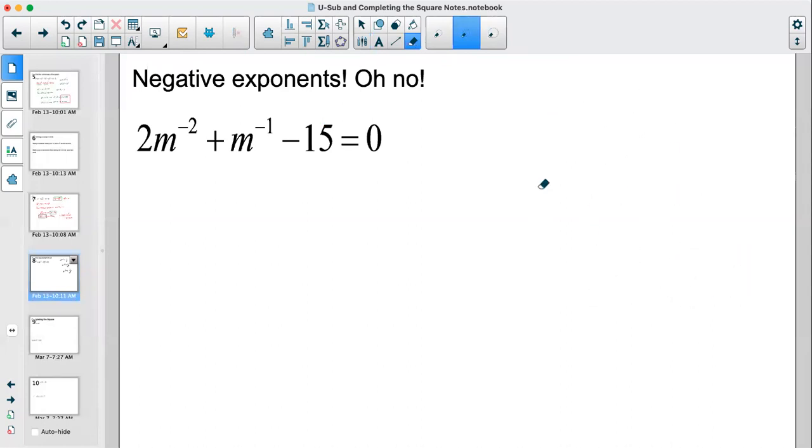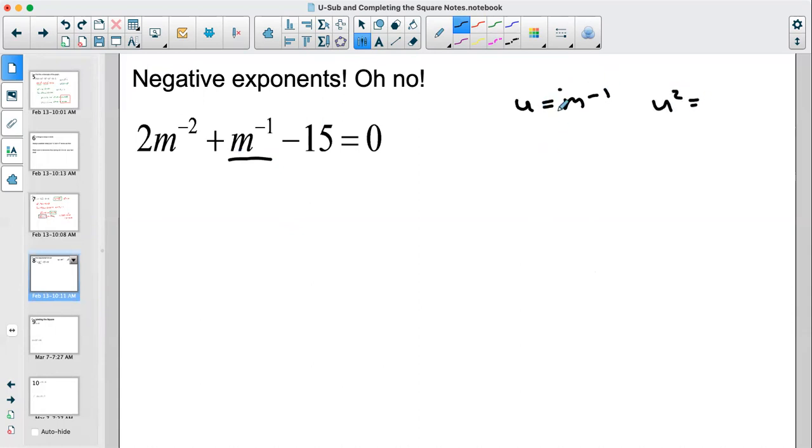We can do the same trick here with the substitution. Maybe I'm not sure at first what to use, so I'm just going to pick the thing in the middle as my u. Then if I square that, I do this thing squared, and multiply the exponents. Negative 1 times 2 is negative 2, so I get m to the negative 2, which works out well for me because that's the first thing here, 2m to the negative 2 plus 2. Now I can substitute. Instead of m to the negative 2 in my original equation, I can write u squared. Instead of m to the negative 1, I can write u.